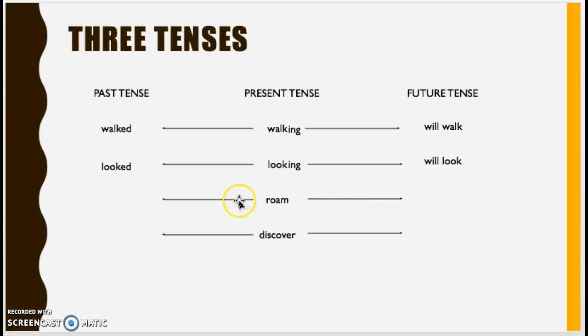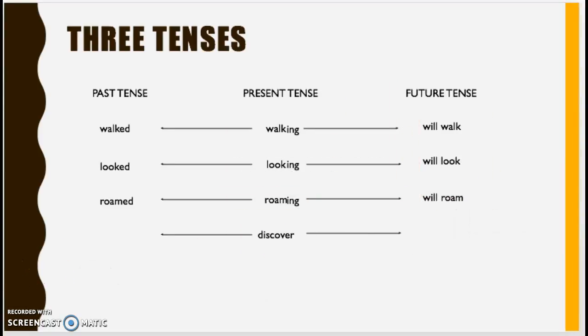And we continue to go for roam and discover. So the past tense of roam would be roamed. Do you see the pattern of what we're adding every time? The present tense of roam would be roaming. The future tense of roam will be will roam. And then we move on to discover, and the past tense of discover is, good. If you said discovered, you are right. The present tense of discover is, you said discovering, you are right. And then the future tense of discover would be will discover.